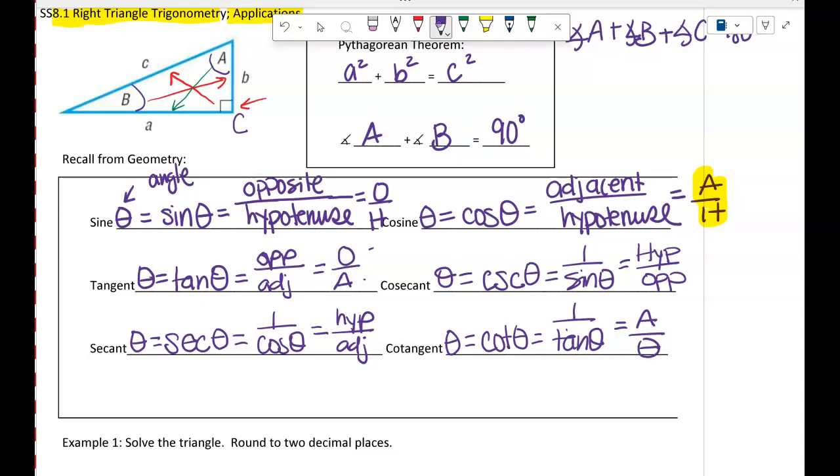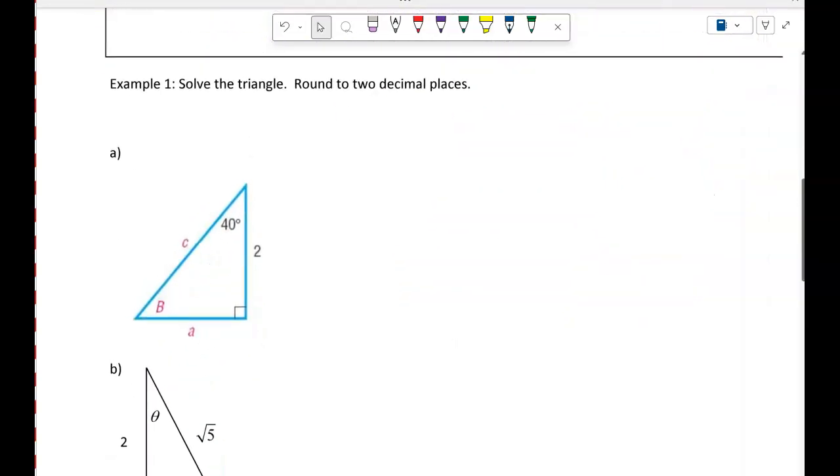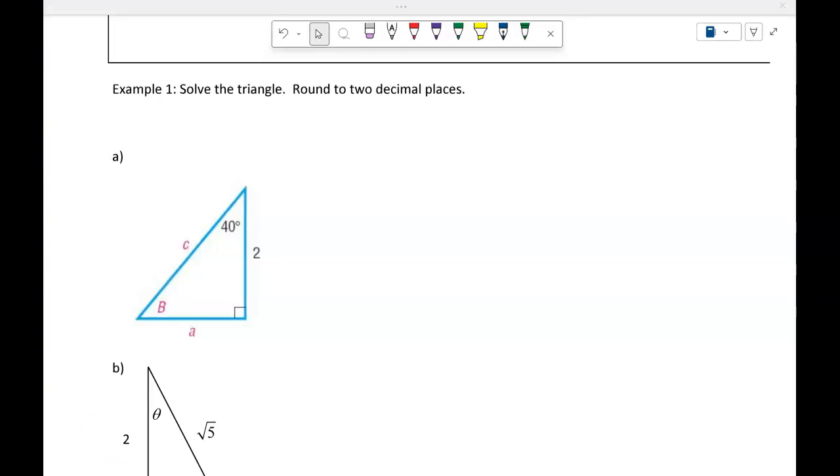Now, let's go and solve example 1. Example 1, solve the triangle round to 2 decimal places. So can you guys go grab your calculator before we start? Okay, so solve a triangle, meaning that we are going to find all missing parts, okay? That means they could be an angle, they could be sides. Anything that's not currently given to you, we have to find it. So we have angle B, that is not a value that's given. So guys, we're missing parts.